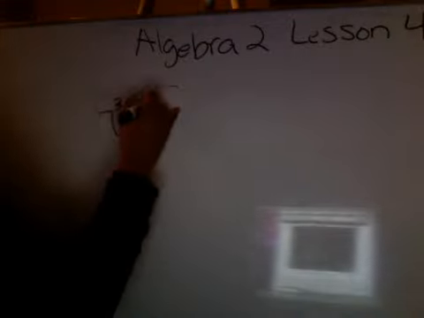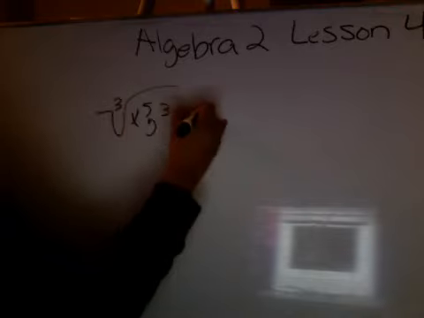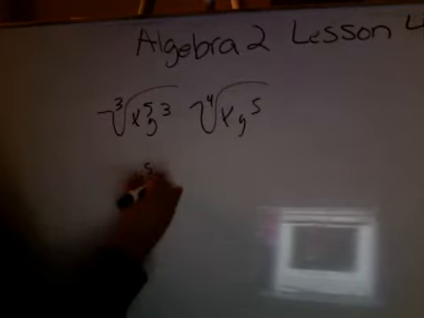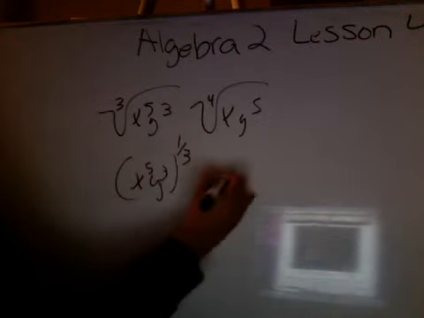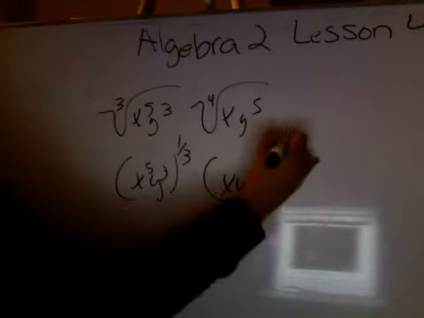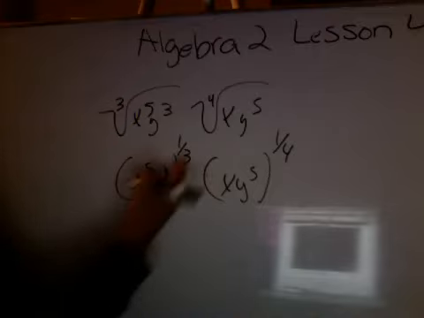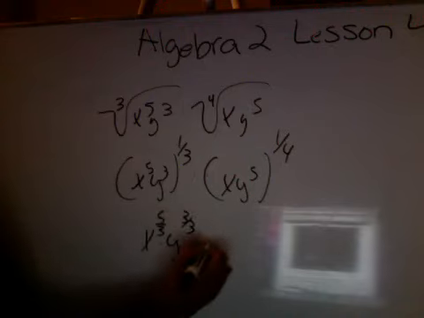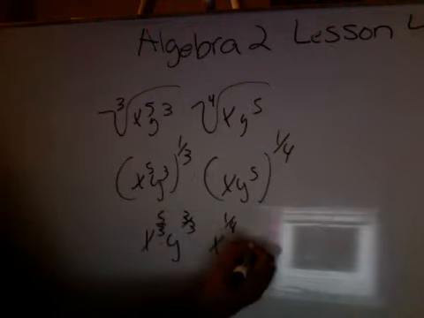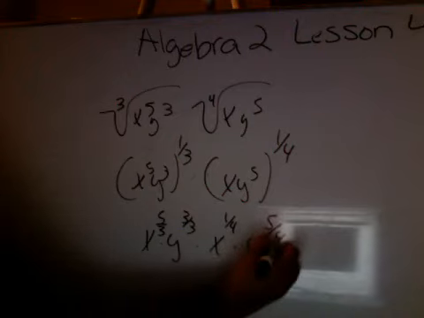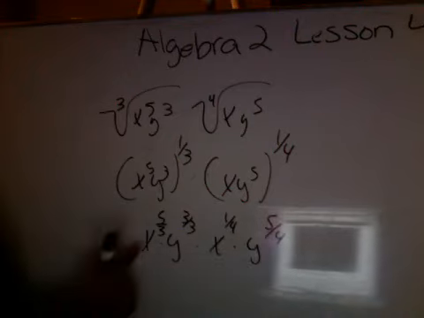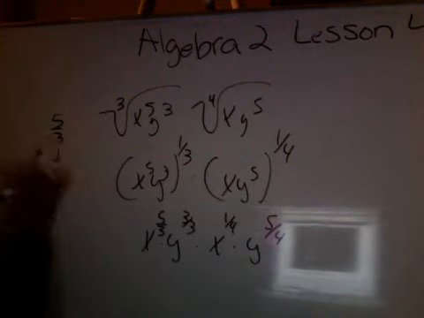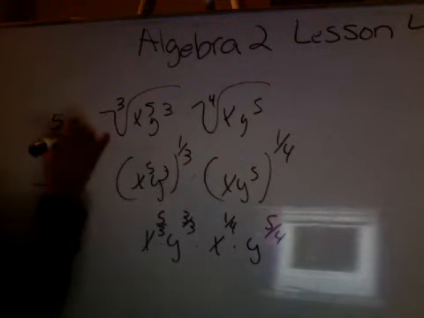The cube root of x to the 5th y cubed times the 4th root of x y to the 5th. Well, then you take this x to the 5th y cubed raised to the 1/3 power, x y to the 5th raised to the 1/4 power. Then you just multiply your exponents. X to the 5/3 times y to the 3 over 3 times x to the 1/4 times y to the 5/4. Well, then you simply add like bases, and you add the exponents, so 5/3 plus 1/4, and you can't forget your rules for adding fractions.